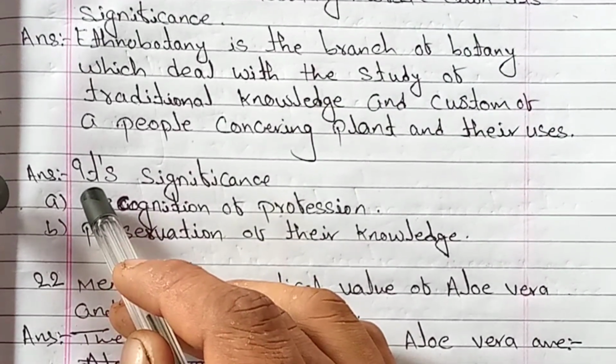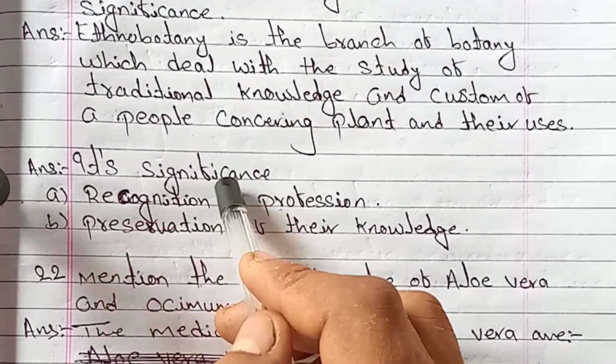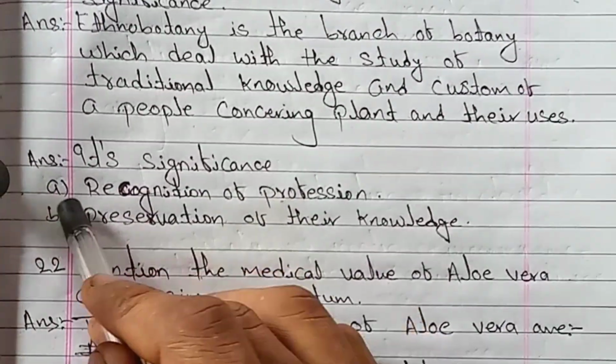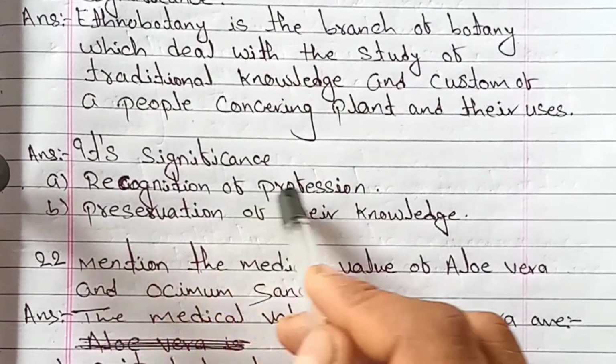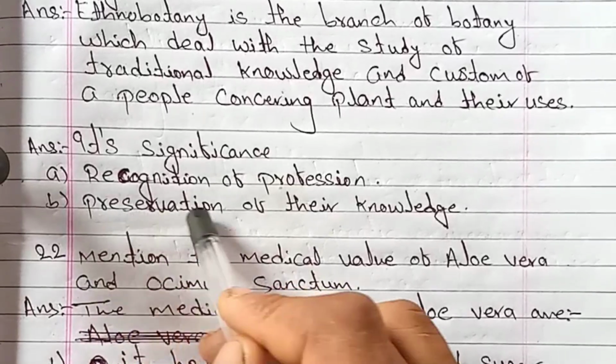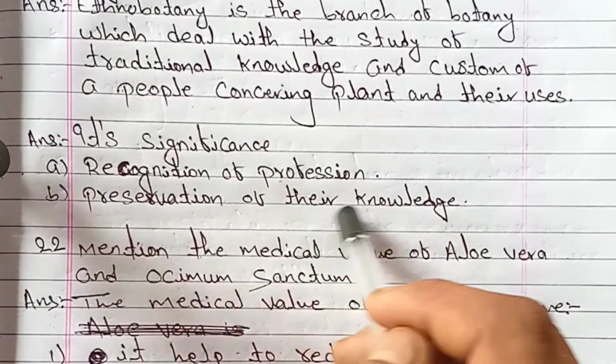Ethnobotany's significance. So point number A, recognition of profession. Point number B, preservation of their knowledge.